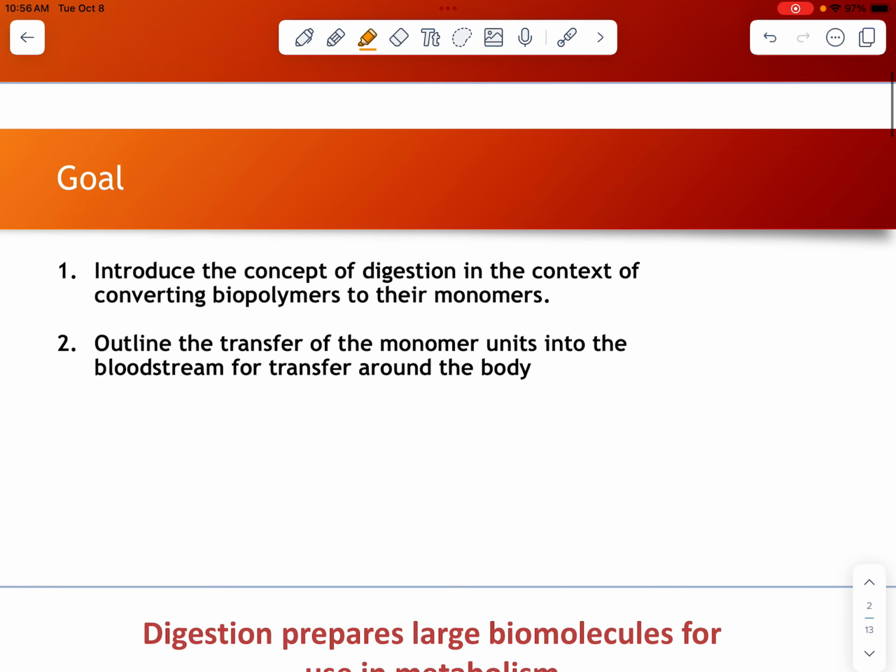So our goals in this video are to introduce the concept of digestion in the context of converting polymers back into their monomers, and outline the transfer of those monomer units into the bloodstream so that they can move throughout the body.